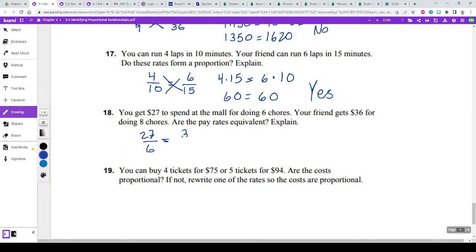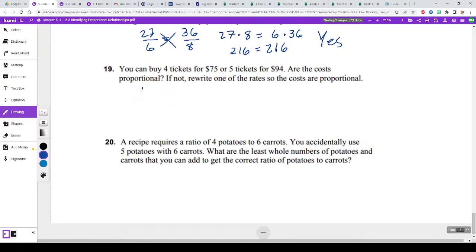You get $27 to spend at a mall for doing 6 chores. Your friend gets $36 doing 8 chores. We cross multiply. So 27, there we go, times 8 equals 6 times 36. 27 times 8 is 216, and 6 times 36 is 216, so yes, they're proportional.